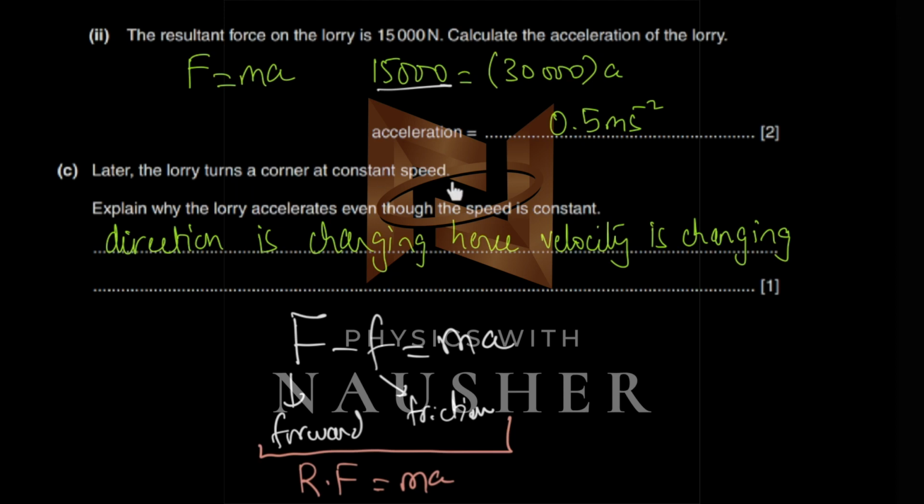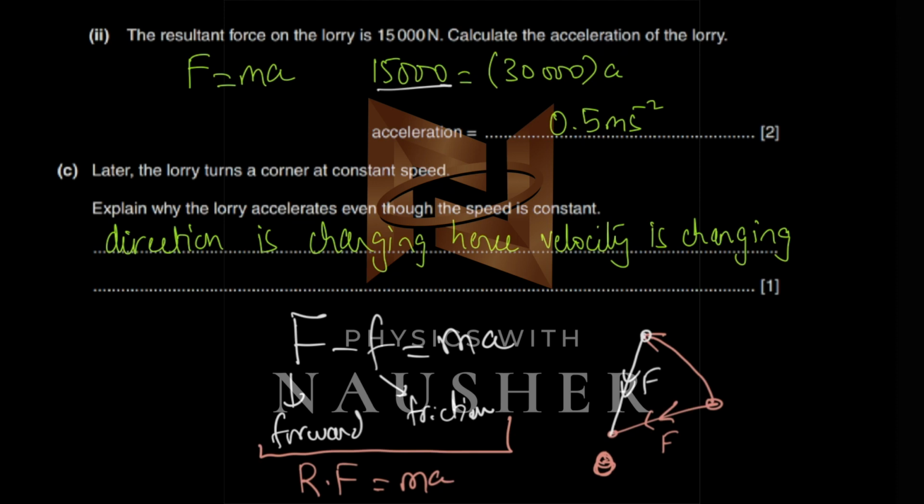Later the lorry turns at a constant speed around a corner. Now you should know whenever you're moving in a circle, your force is always towards the center of the circle. Let's say this is the center and you're moving that way. So now your object is here, the force is going to be here. And whatever the direction of force will be, that will also be the direction of acceleration.